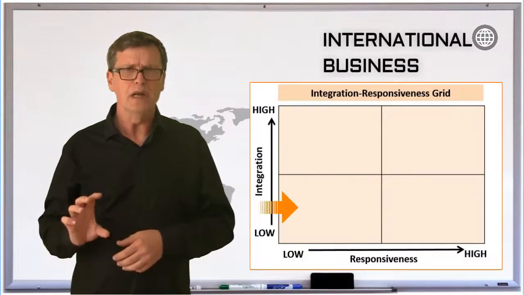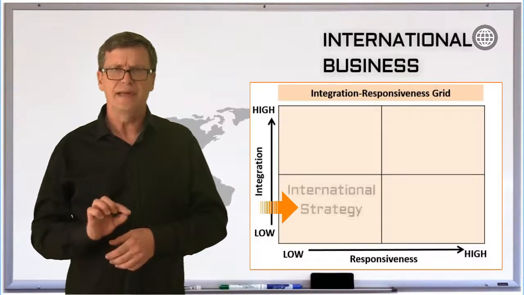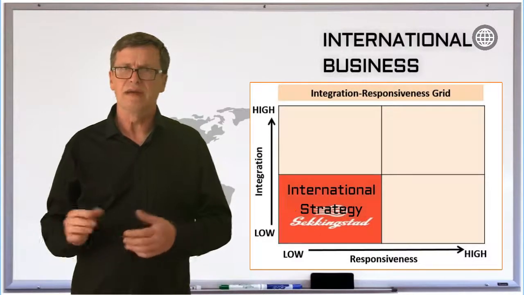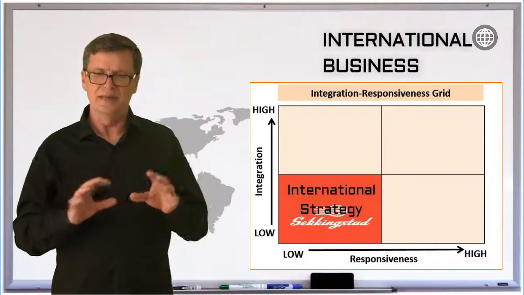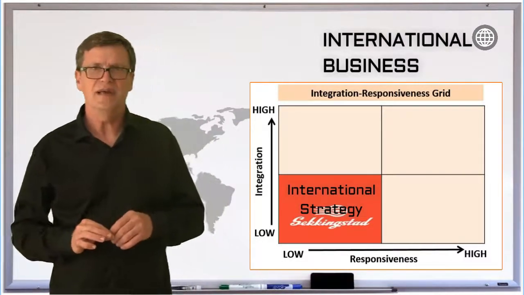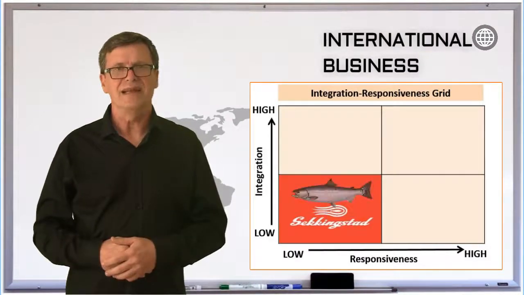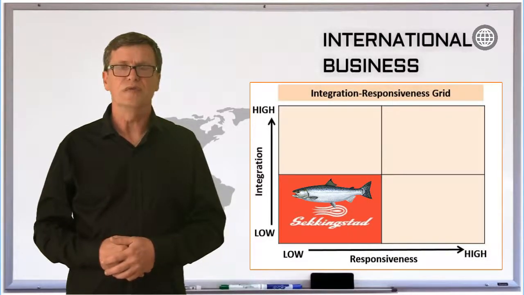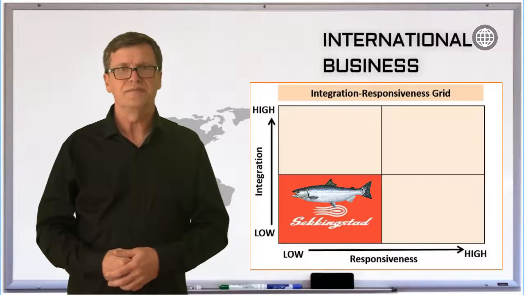In the bottom left box in the IR grid, you could name that international strategy. In this box, we might have a company like Sekkingstad AS. Now, it's a bit of a difficult name, but it's a Norwegian name, and they are one of Norway's largest independent suppliers of Atlantic salmon. And by the way, the country of Norway is the world's leading producer of Atlantic salmon and the 2nd largest seafood exporter in the world.